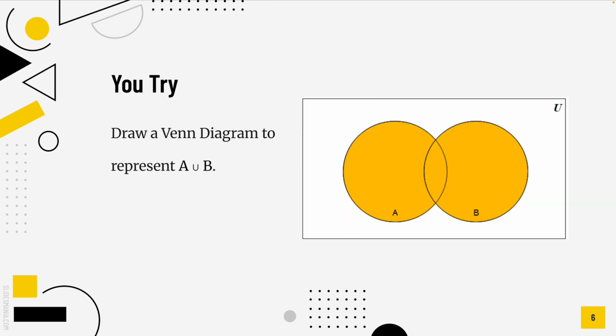Okay, so here is my Venn diagram. I have my box to represent my universal set. I've drawn two circles to represent set A and B. If I shade in everything in here, that is items that are in set A or set B. So they can be in A, they can be in B, or they can be in A and B. So I've shaded this whole section.